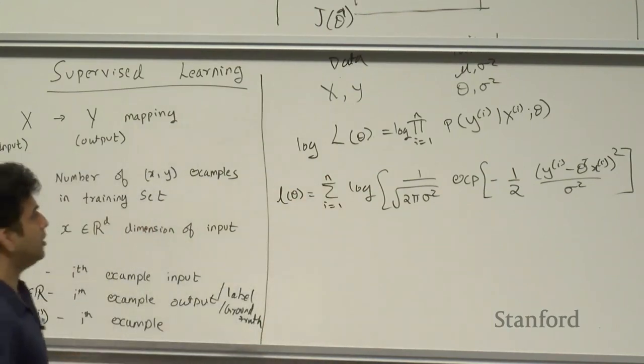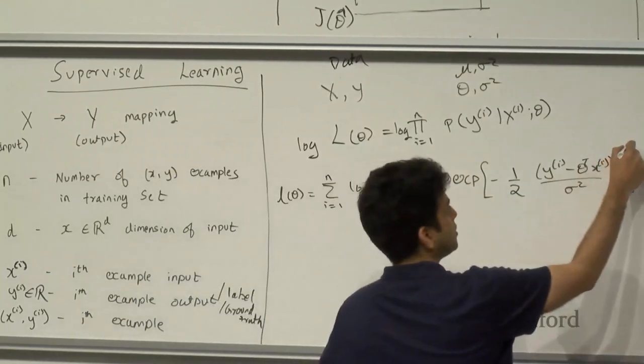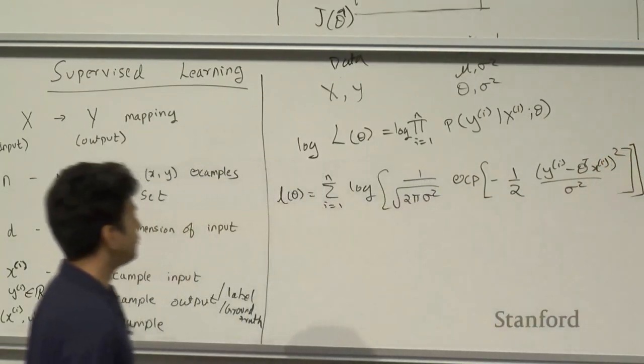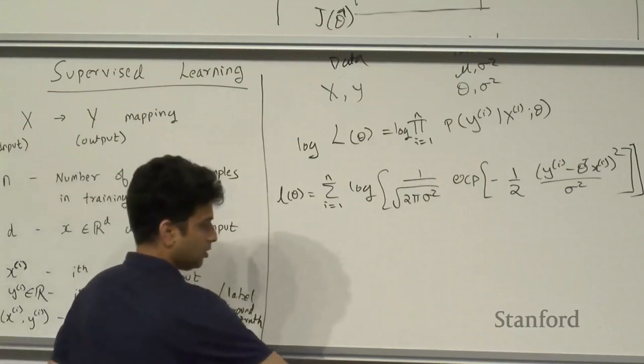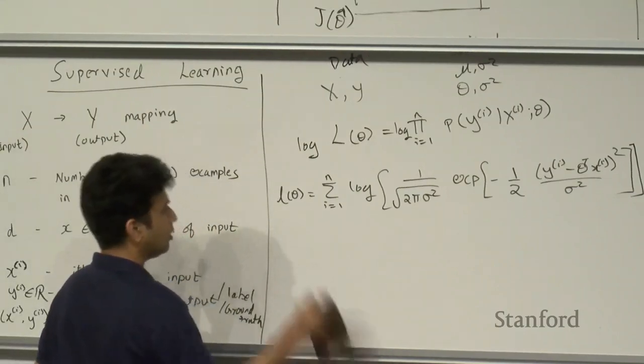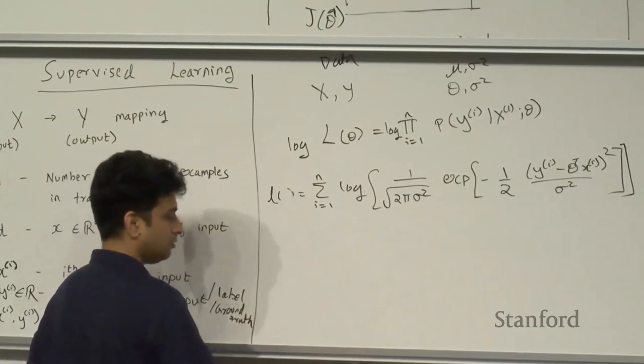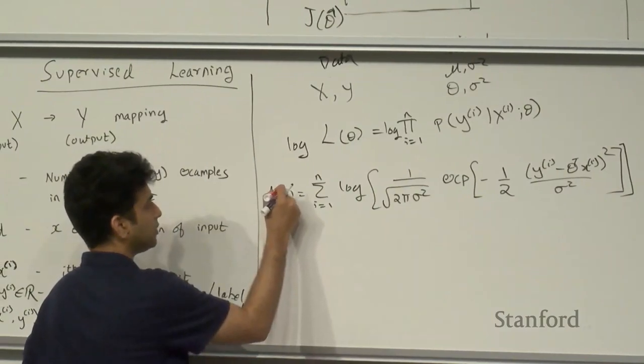All right. Now, let's take a step back and analyze this. The variable over which we are optimizing is theta.